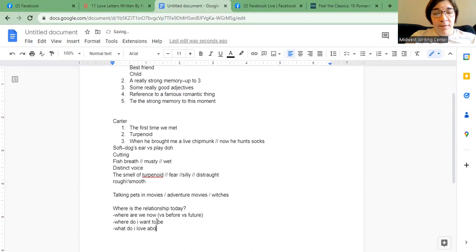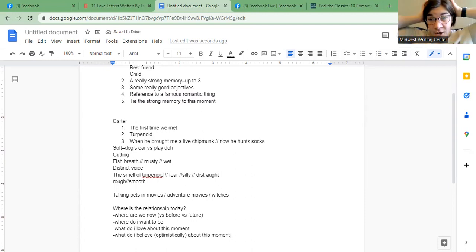What do I love about this moment? What do I believe optimistically about this moment? It doesn't have to be positive. Maybe this is a Dear John. Dear John, I didn't know until years into my epistolary writing, is a breakup letter. But for today, we're going to look at optimistic beliefs. You don't have to be optimistic, but that's where I'm going with mine.